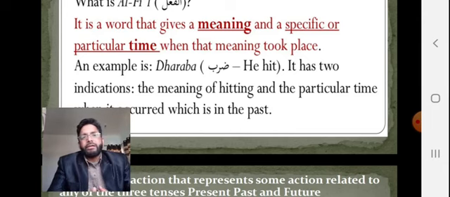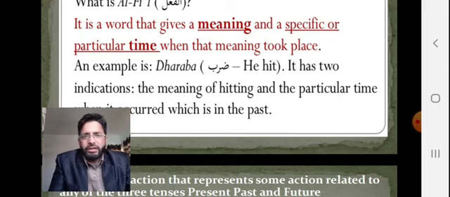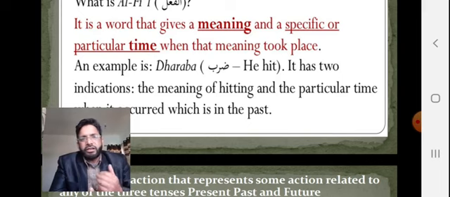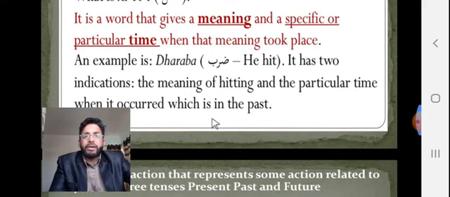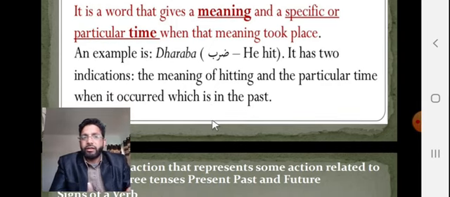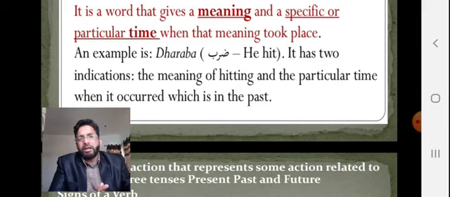You understand? For example, daraba, he hit. Qatala, he killed. Qara'a, he read. These are all verbs, and we find some action in these verbs. Suppose when I say daraba, he hit, it has two indications. Number one, the meaning of hitting, so there's some meaning. Number two, the particular time when it occurred, which is the past. He hit, it means he hit in the past.